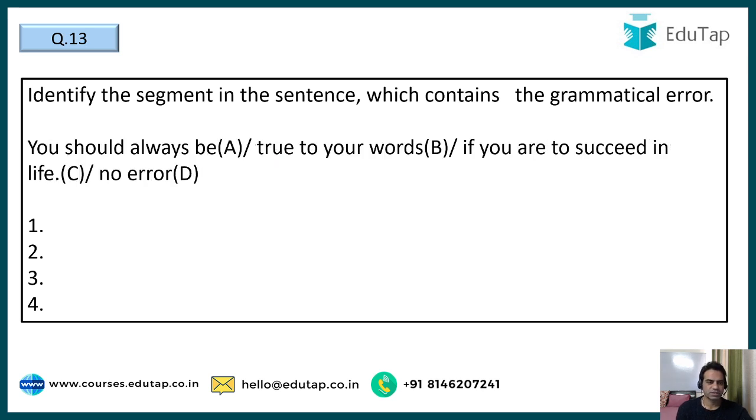Moving on to the next question, guys. Question number 13. You should always be true to your words if you are to succeed in life. So you should always be true to your words. Now, guys, words are combination of alphabet. It should be "word." So you should always be true to your word. That means your promise. So I'm a man of my word. You should be true to your word. Word is promise. So you should always be true to your word if you are to succeed in life. So that is the correct replacement here.